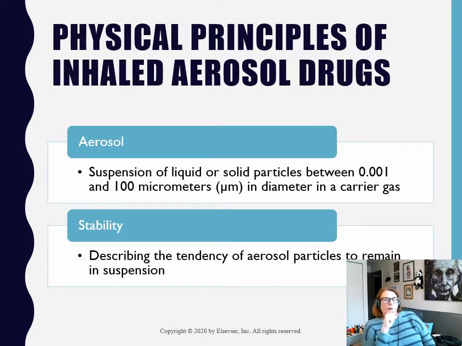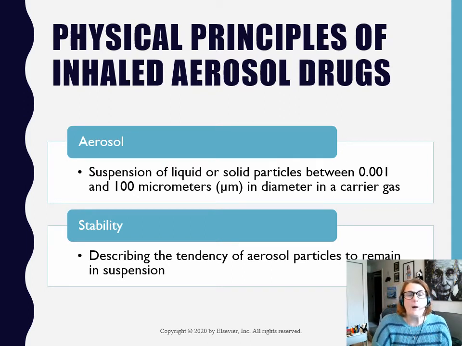So let's talk about some of the physical principles of inhaled aerosols. First, we're going to start with the difference between an aerosol and a vapor. Aerosols are actual particles of water suspended in a gas, and for us, this is usually oxygen or compressed air. A vapor is microscopic water in the carrier gas. So these are molecules of water or molecular water in a carrier gas. So aerosol, particles, actual physical little pieces of water, and a vapor, molecular water.